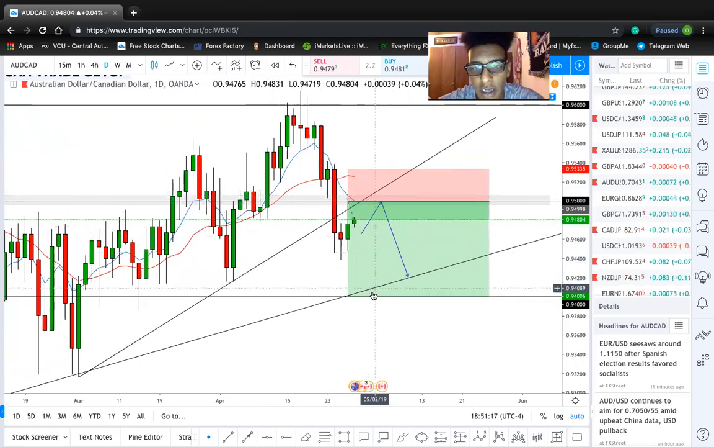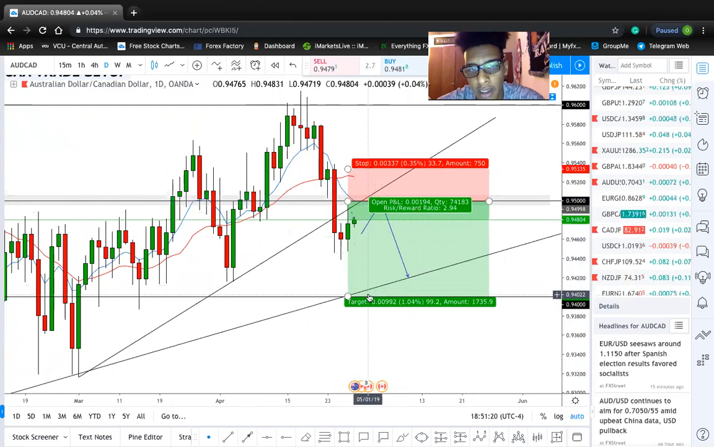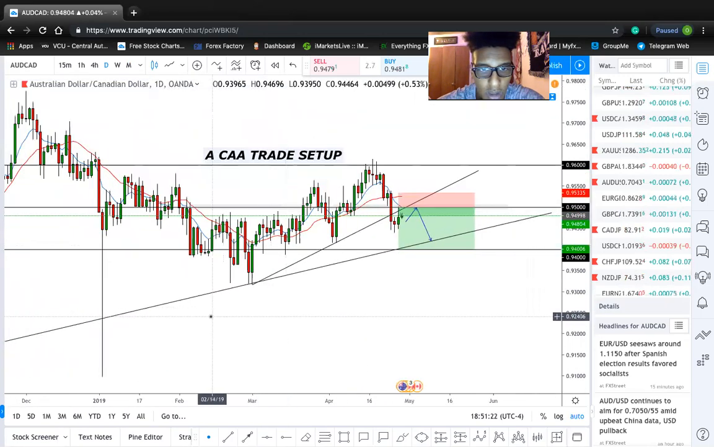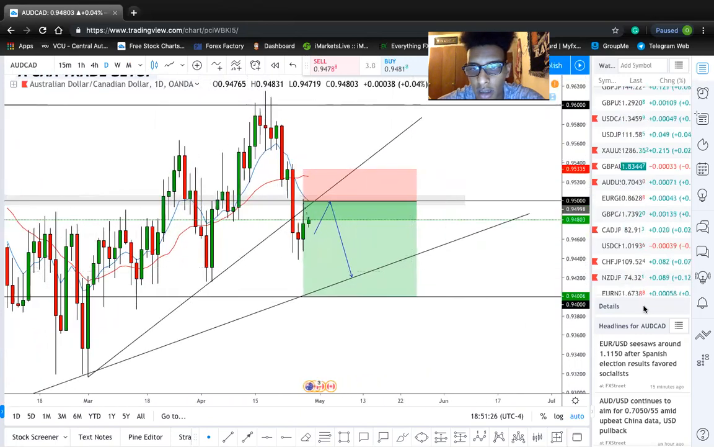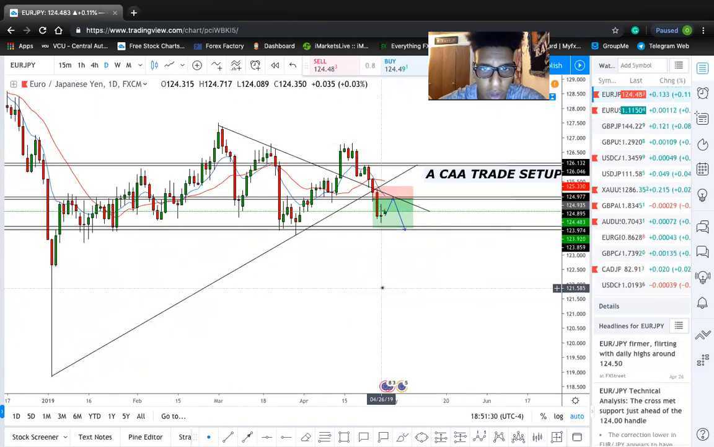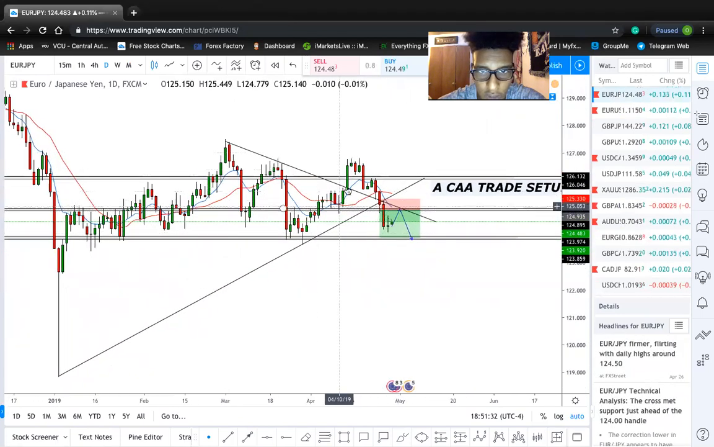And so that's AUD CAD. We're looking to catch this down 100 pips, or to buy it potentially at this fourth touch on this trend line and at a key psychological zone as well. So that's AUD CAD.